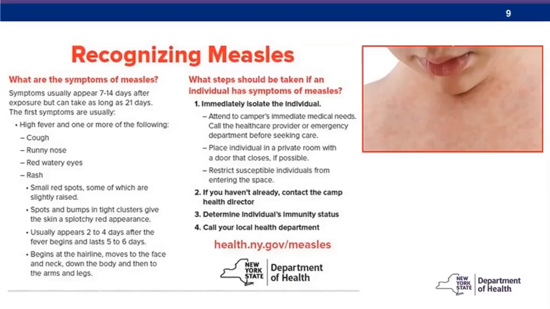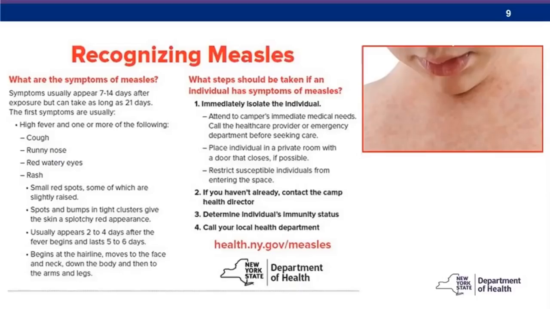If you think someone has measles, immediately isolate them, ideally putting them in a private room with a door that closes, because I talked about the virus spreading through the air, so you want to limit the number of people who are breathing the same air that they are. Keep other people who are not immune to measles out of that same airspace up to 2 hours after they leave, because you don't want them to get exposed to the same air and the virus and become infected with measles. If the camper needs additional medical needs, of course, attend to them.